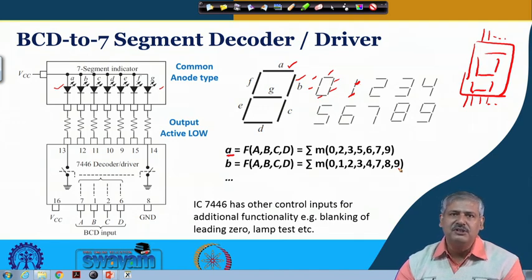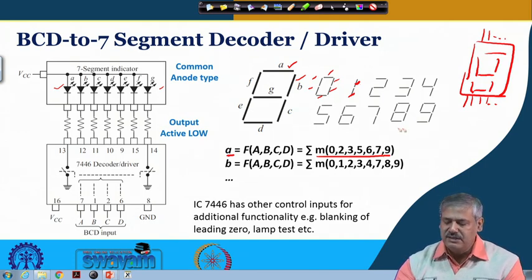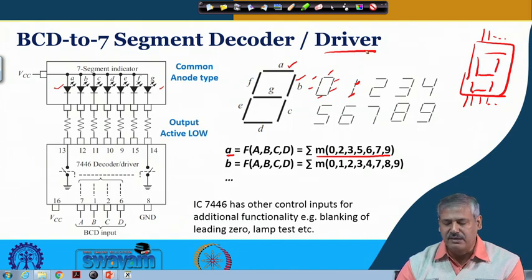So, what you can do? You can generate all these possible cases and then these min terms, and you can simply sum them up. This is one way of generating the circuit. Basically, this is what you are looking for when you are generating a BCD to 7 segment decoder. And since we are trying to light up LEDs, we are also considering a driver. This driver is again an open collector kind of output.